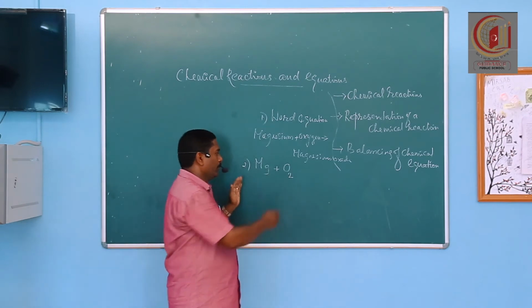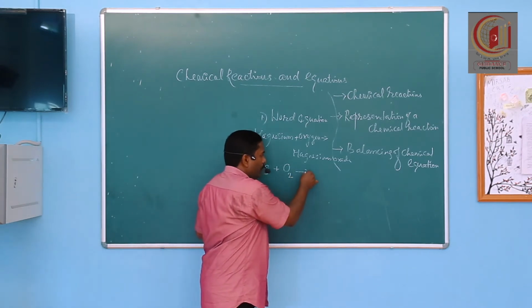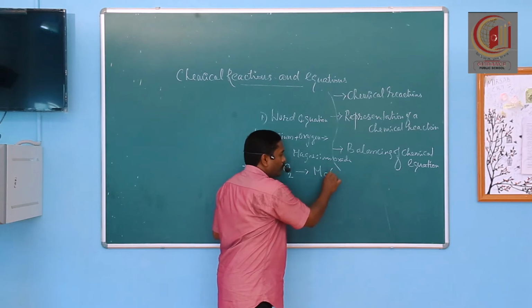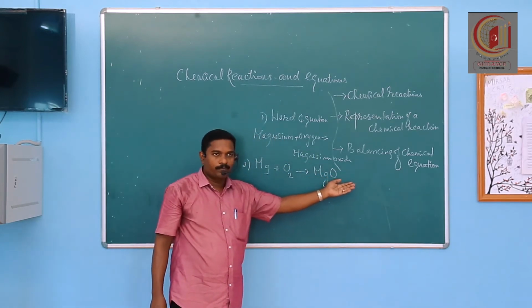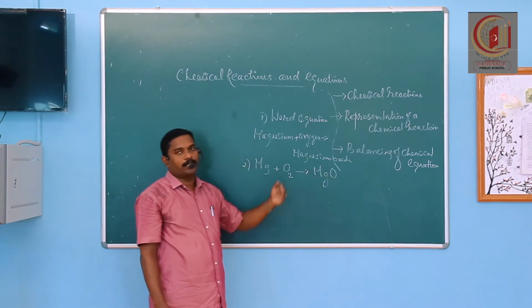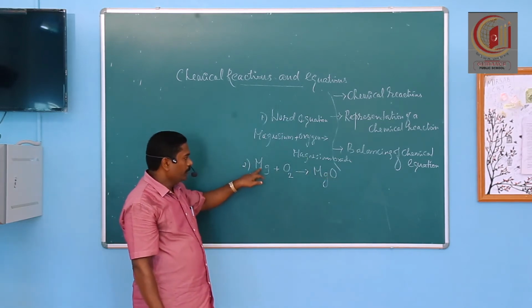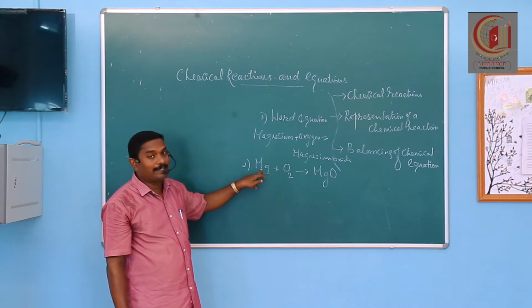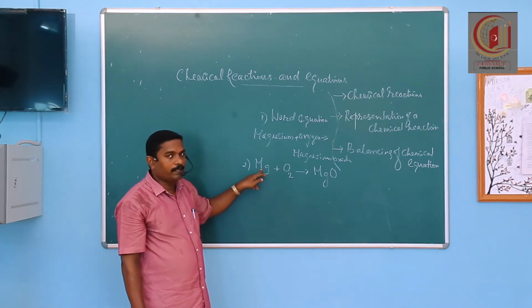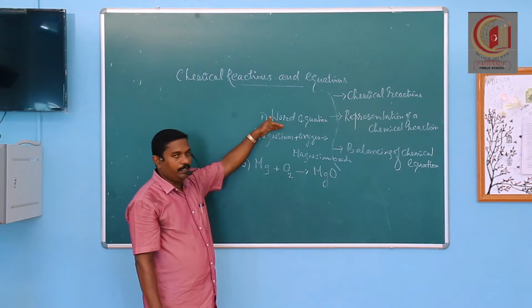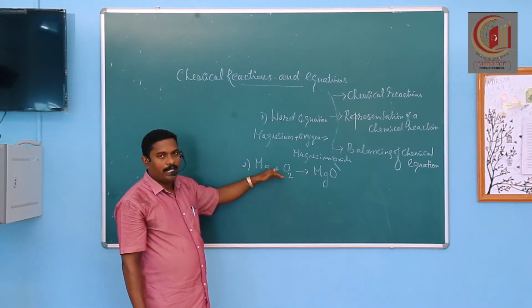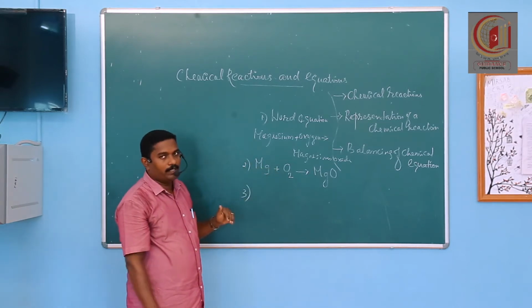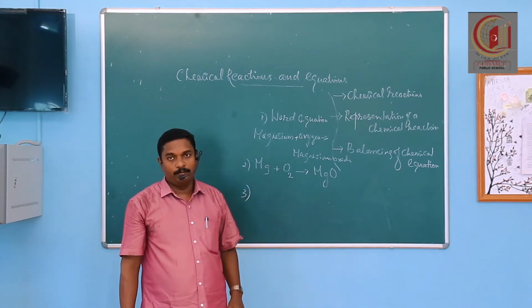Then Mg plus O2 gives, what is the formula of magnesium oxide? MgO. This also we discussed. Magnesium oxide as MgO. So what is this form? Unbalanced equation, or another name, skeletal equation. So first one is the word equation. Second one is the unbalanced or skeletal equation. Then what is the third one? Balanced equation, the balanced chemical equation.